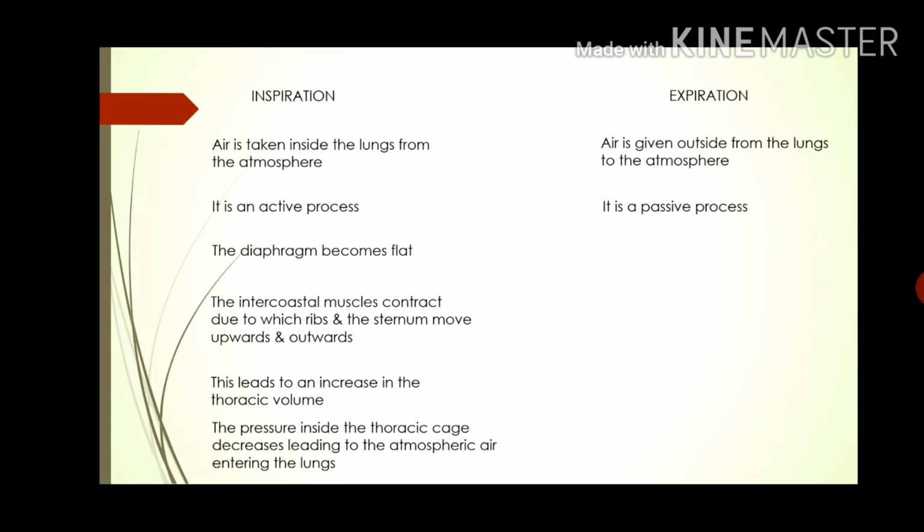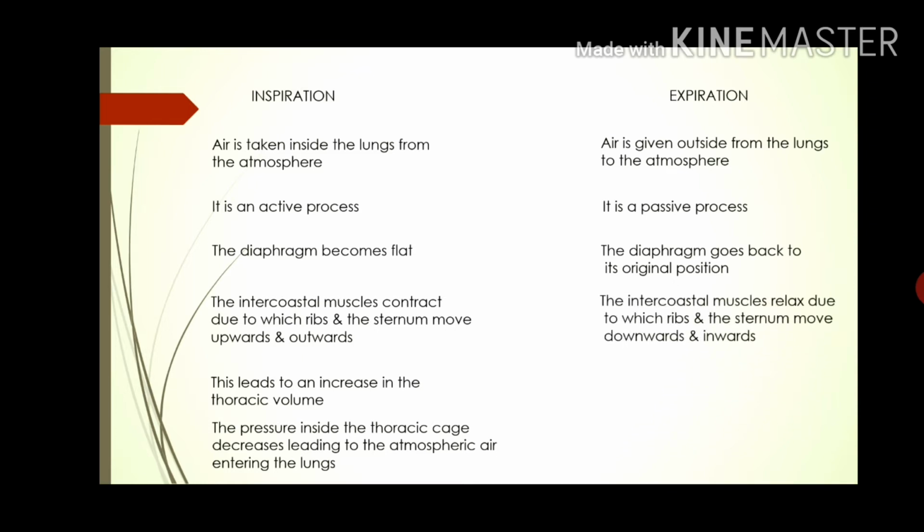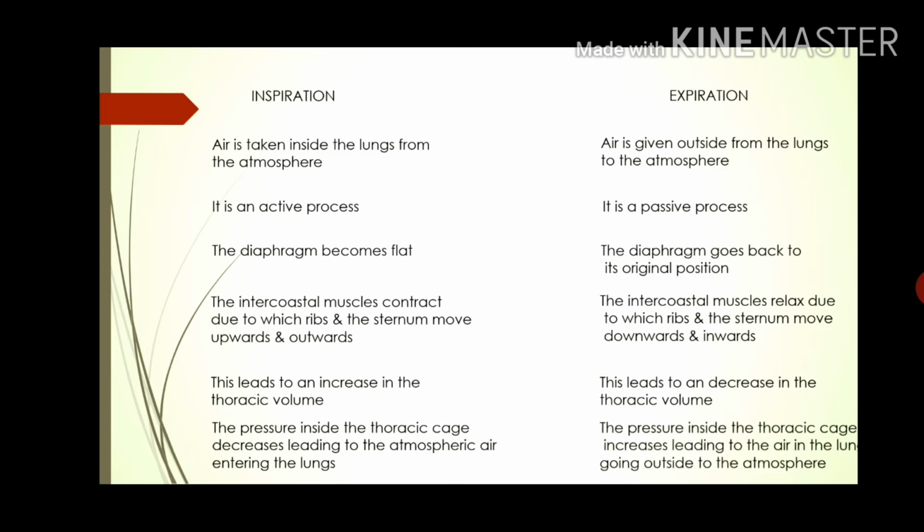Now, the diaphragm, which is flat, goes back to its original position. The intercostal muscles relax, because of which the ribs and the sternum move back to their original position. They go downwards and inwards. This leads to a decrease in the volume. The volume decreases, leading to an increase in the thoracic cage pressure, and the air is given out. That is, you breathe out carbon dioxide.